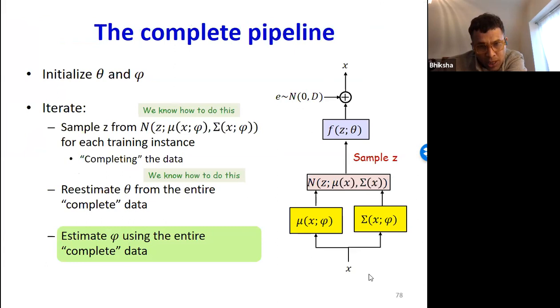This lower portion is your encoder. This upper portion is your decoder. The upper portion is just your nonlinear Gaussian model, and this is what you use to sample Z so that you can learn the upper portion. The upper portion is your generative model. So I'll stop the recording here, pause the recording.